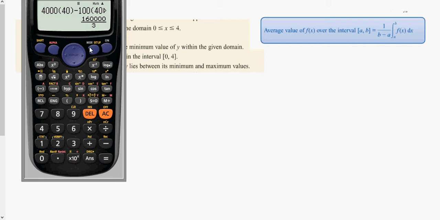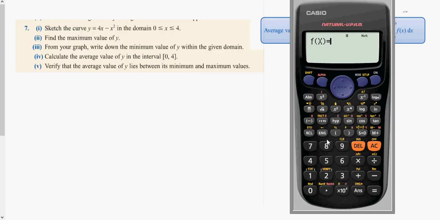So I'm just going to go straight into the table function here. Table function, then we're going to get 4x minus x squared. And I'm going to go from 0 to 4, and I'll go up in 1. So we can see 0, 0, 1, 3, 2, 4, 3, 3, 4, 0.